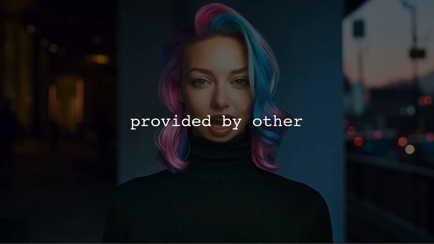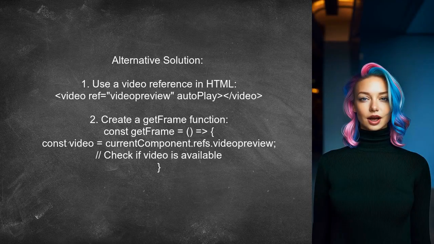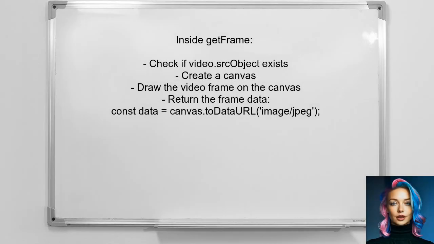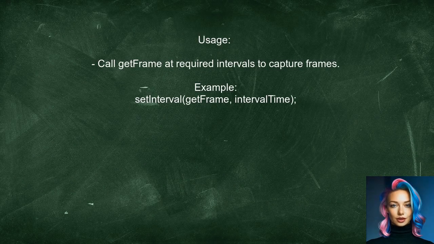Now, let's look at the answers provided by other users. An alternative approach, shared by another user, involves using a reference to the video element in your HTML. They suggest creating a function called getFrame that captures a frame from the video. In this function, if the video source is available, a canvas is created to draw the current frame. The frame data is then returned as a JPEG image. This getFrame function can be called at the desired intervals to extract frames from the video.